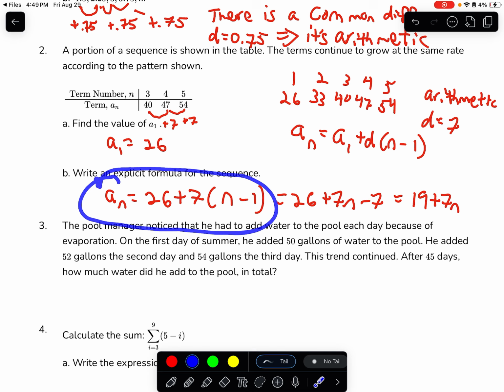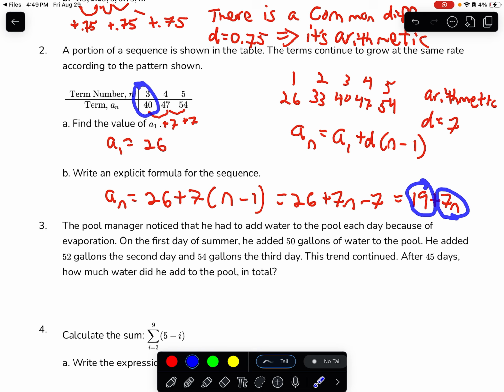But if you prefer to have it written in more of a slope-intercept form, you can simplify by distributing the 7, combining like terms to bring it to that. Notice they both will give you the same values. When n is 3, this one right here is 7 times 3, which is 21. 21 plus 19 is 40. Likewise, if we plug in 3 here, 3 minus 1 is 2, times 7 is 14. 14 plus 26 is 40. They both give you the same result.